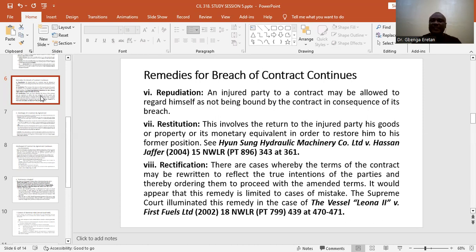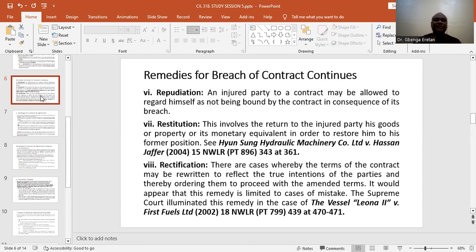Then another remedy is restitution. And when you talk about restitution, restitution simply means returning the person who suffers loss in a breach of contract to his original position as if the loss did not occur. So restitution simply means returning the injured person, either in property terms or in monetary terms or its equivalent, to his original position as if he has not suffered loss at all.